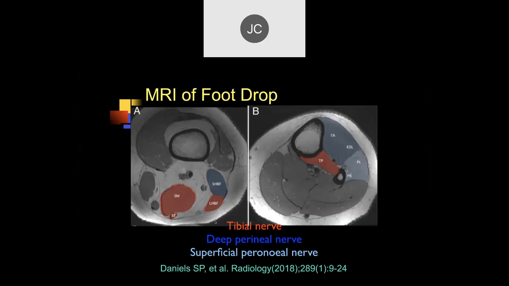So here we can see some of the different nerves which are involved. The tibial nerve innervates the muscles in red. The deep peroneal nerve involves the extensors, which we see here, which are commonly involved in foot drop, and the superficial peroneal nerve, more of the lateral muscles here.